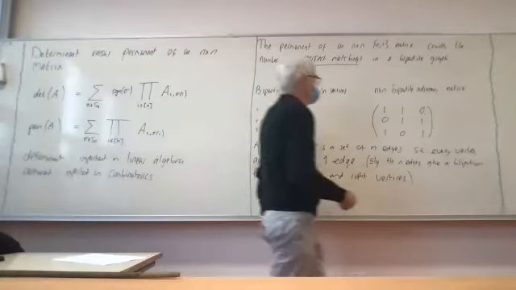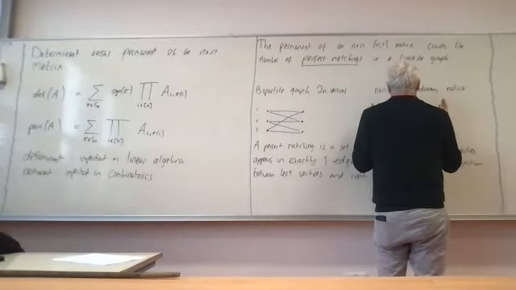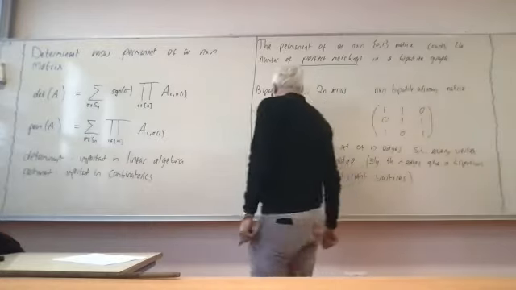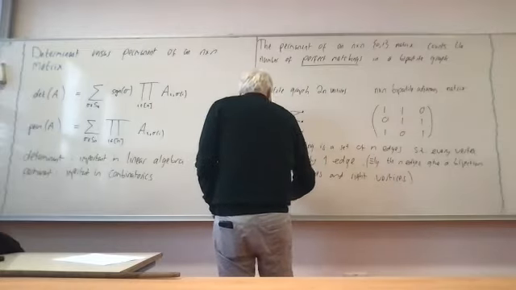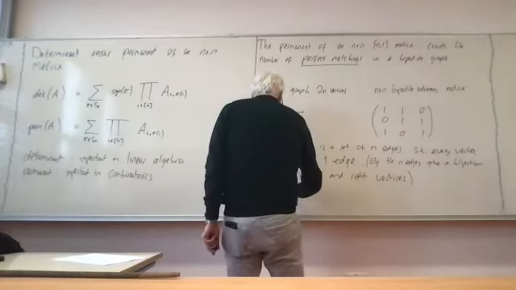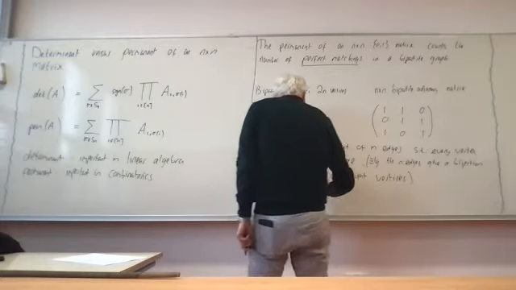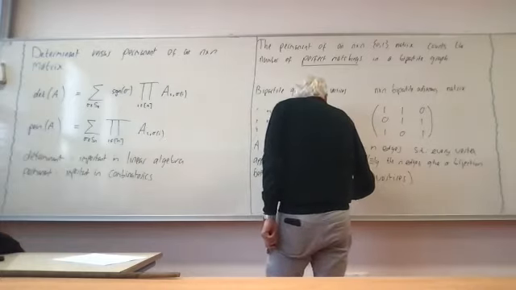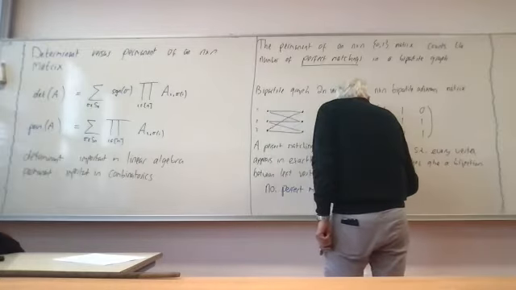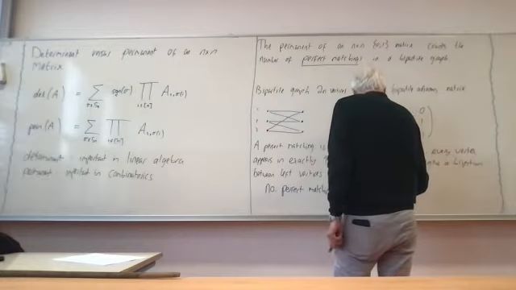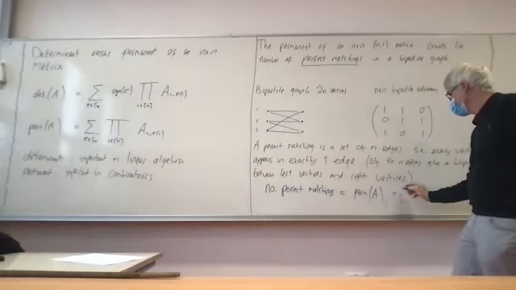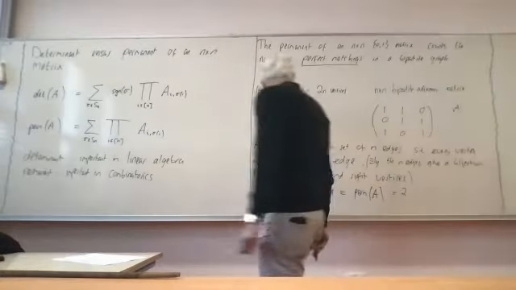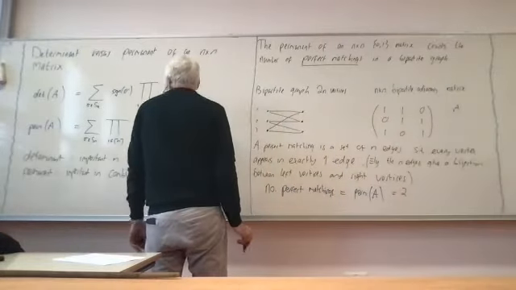So that's why the permanent counts the number of perfect matchings. So in this case, the number of perfect matchings equals, what it always equals, the permanent of the matrix. So this matrix is A, and the permanent in this case is 2. Example above.